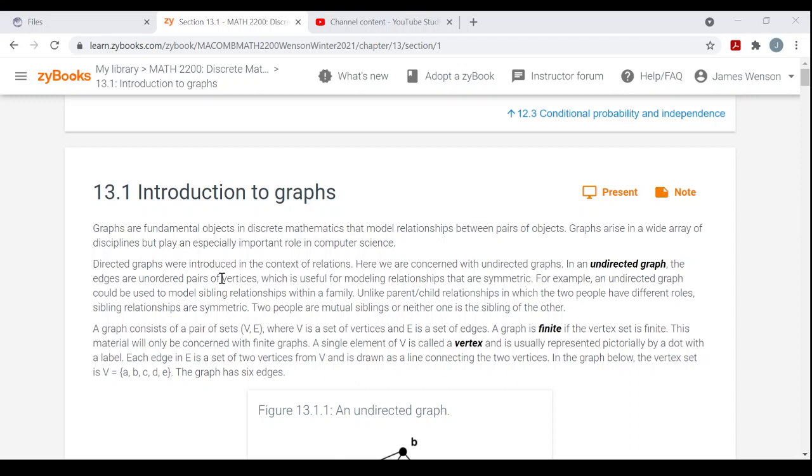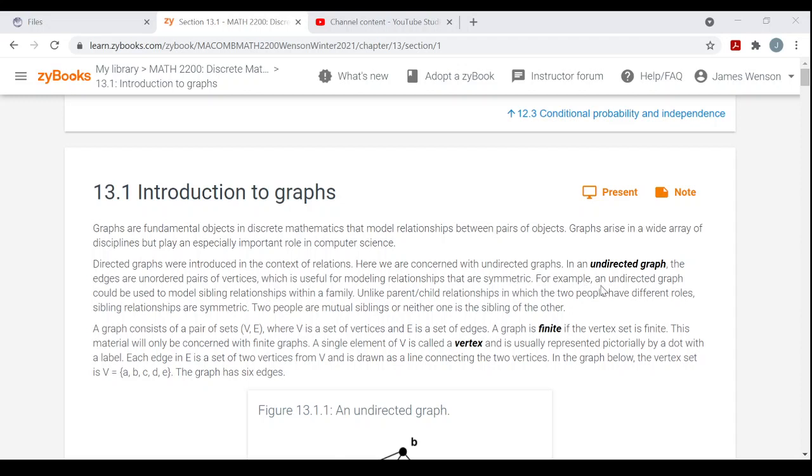You're going to be using little curly braces instead of parentheses, right? Because remember, parentheses mean the order matters, but we'll have braces here to indicate that the order doesn't matter. If you have a pair of vertices, that just means that there's an edge between them, no arrows, no direction, no order. And this is useful for modeling relationships that are symmetric.